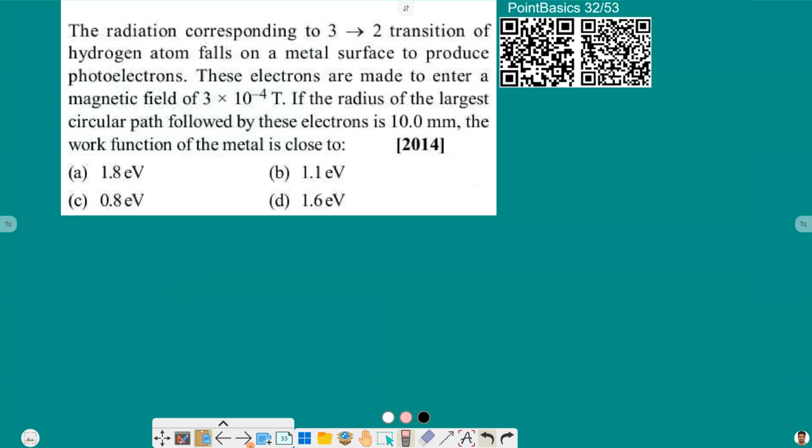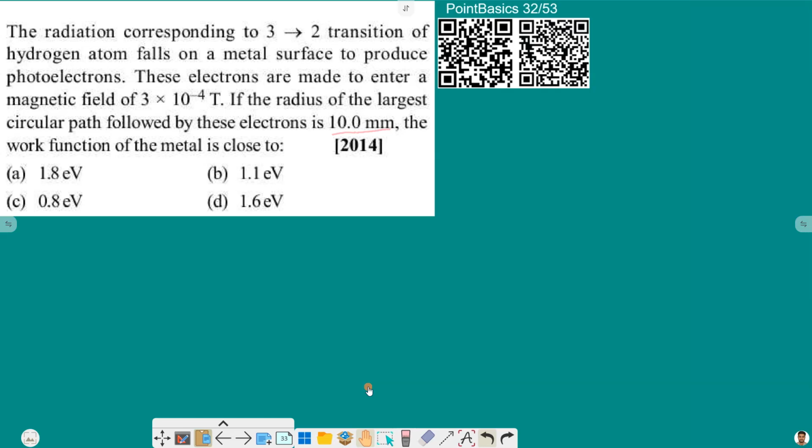The radiation corresponding to the 3 to 2 transition of a hydrogen atom falls on a metal surface to produce photoelectrons. These electrons are made to enter a magnetic field of 3 × 10⁻⁴ Tesla. If the radius of the largest circular path followed by these electrons is 10 mm, the work function of the metal is close to. So the radius is given to us, 10 mm, so 10 into 10⁻³ meters. The value of the magnetic field is 3 into 10⁻⁴ Tesla.